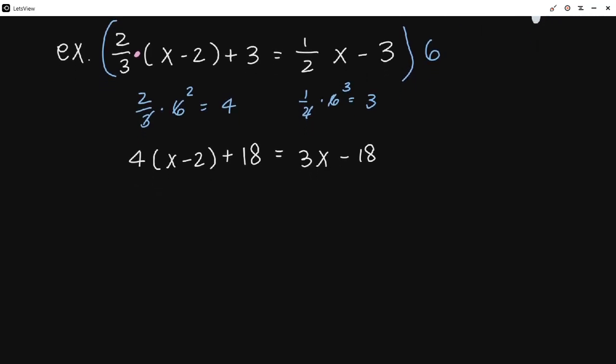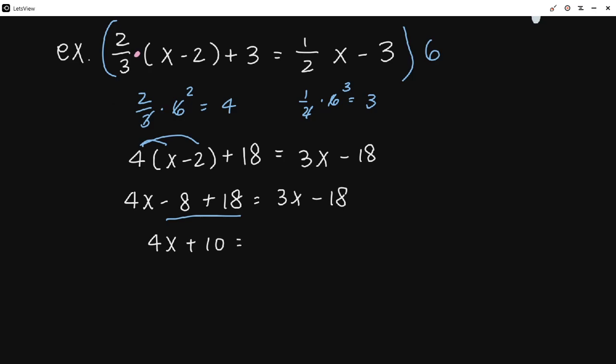To solve this, we have to distribute first. So we're going to distribute the 4. We get 4x minus 8 plus 18 equals 3x minus 18. And then we'll want to combine like terms. There's a negative 8 and an 18, and we can't combine anything else. So 4x plus 10 equals 3x minus 18.